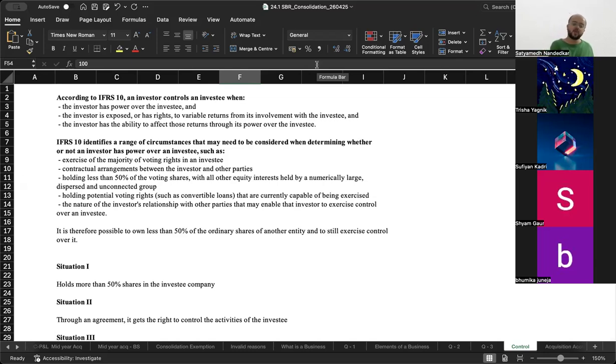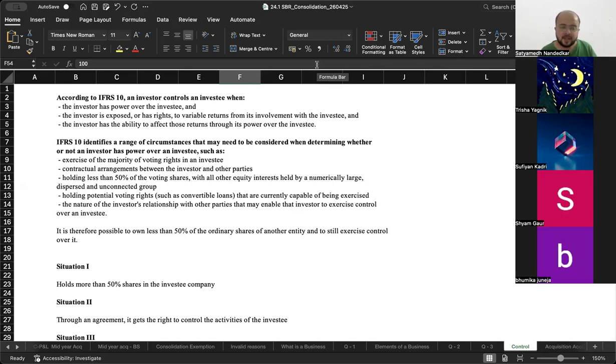For that, I should be exposed to variable returns from my involvement with the investee, and the investor has the ability to affect those returns through its power over the investee. So I can tell the other entity, do this, don't do this, and thereby I am controlling the activities. Thereby, I am controlling the variable returns that I will be getting. So all the three conditions are necessary for establishment of control. There are 5 cases in which control can be established, although there are more. हमारे syllabus में we are looking at only 5.